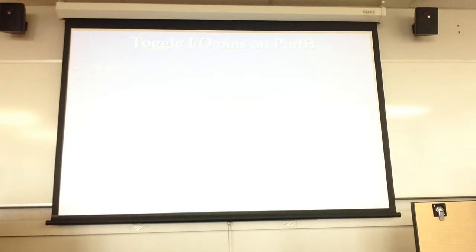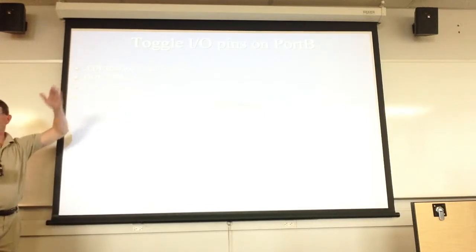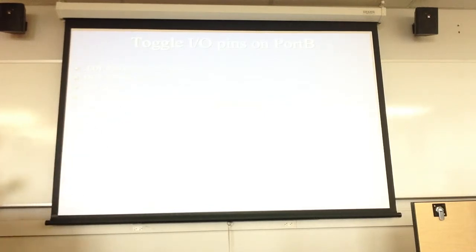Toggling the I/O pins is pretty straightforward. If I set up port B to be an output, load the 55 in there, output port B, then I complement it. What that's going to do is force the 55 to be toggled. So that should be an AA. So you're just toggling it, and then I jump back.